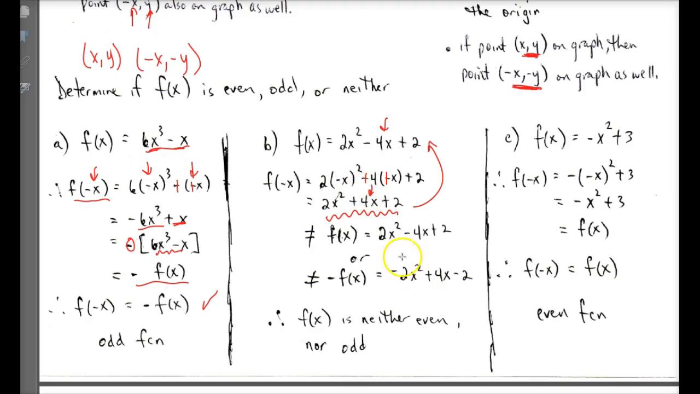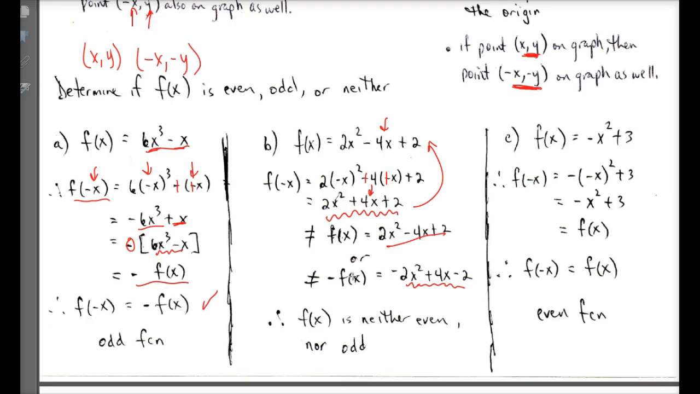So therefore it can't be even, and that's what I'm saying here. And since we don't have negative 2x squared plus 4x minus 2, meaning the opposite of what f of x is, then we can't say that it's odd. So in this case, this function is neither even nor odd, meaning that there's pretty much no symmetry at all in terms of the x-axis, y-axis, or the origin.